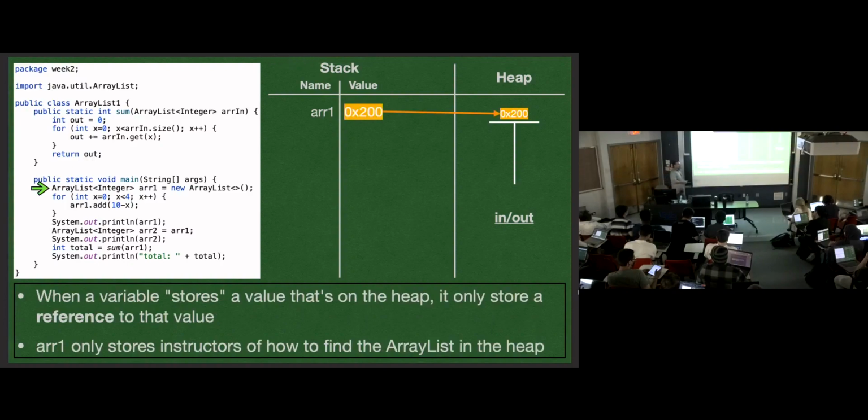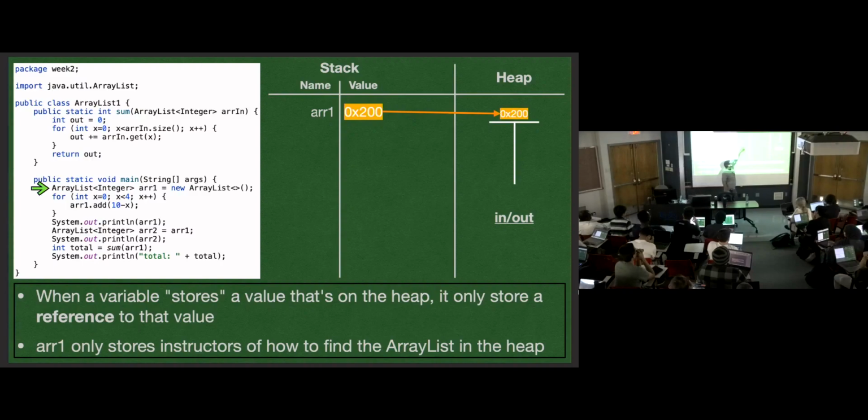And then what's stored on the stack, or what's stored in any variable that we would think of as storing an array list, or storing a data structure, storing anything that's on the heap, what's actually stored in that variable is just the reference, only the reference. So what's stored in R1 is not an array list. It's a variable of type array list. It's just storing an array list, right? No. It stores a reference to an array list.